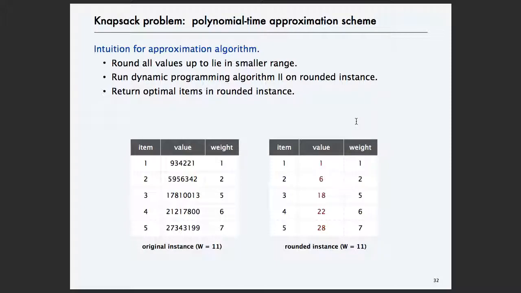So round them off. Say, okay, this is 27 million, so I will divide by 1 million and choose the ceiling. So this is 28, this is 22, this is 18, this is 6, and this is 1. And I want to choose the ceiling to give some value. And then solve that one. And that one is simple. I can just use dynamic programming in there.